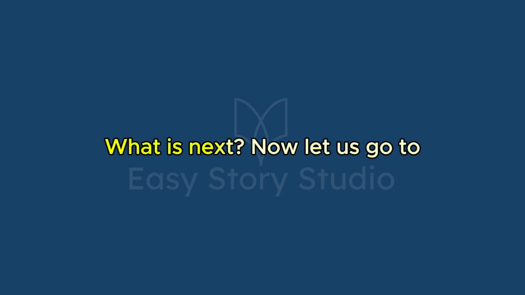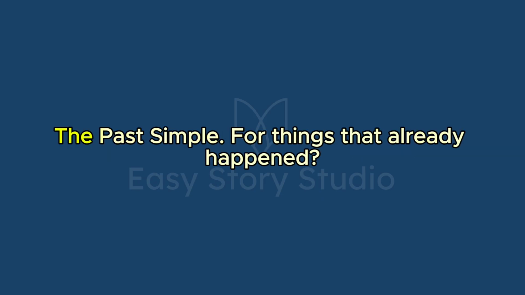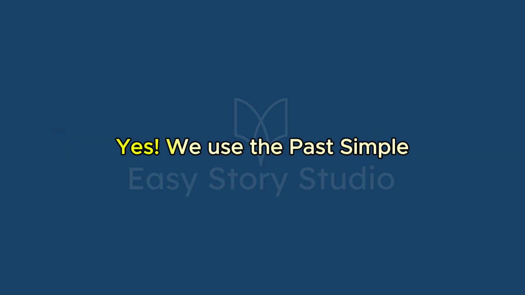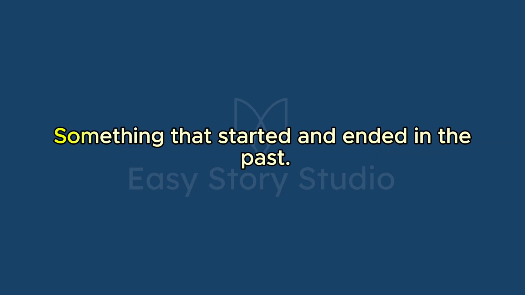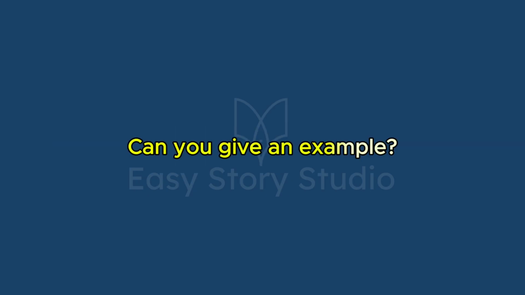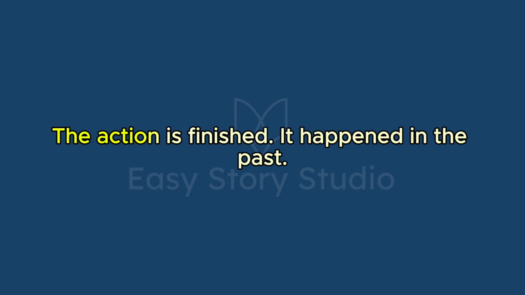What is next? Now let us go to the past simple tense. The past simple. For things that already happened? Yes, we use the past simple to talk about finished actions in the past, something that started and ended in the past. Can you give an example? Sure, I visited my grandmother last weekend. The action is finished. It happened in the past.